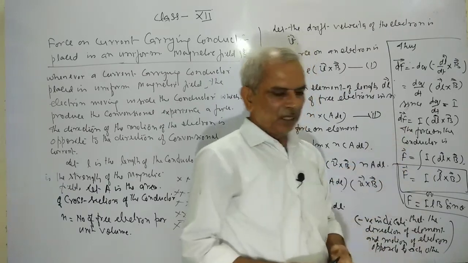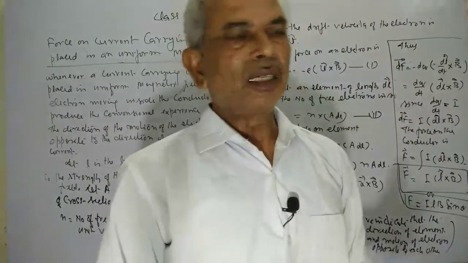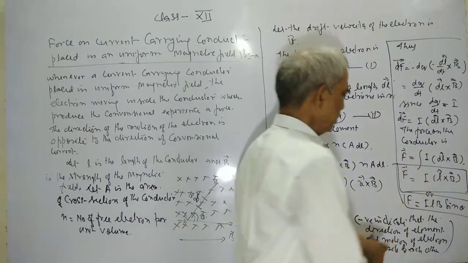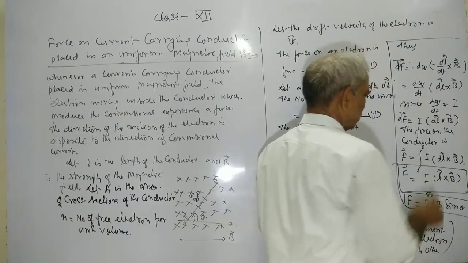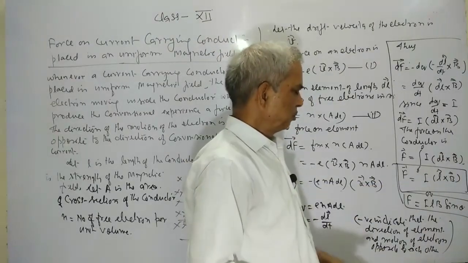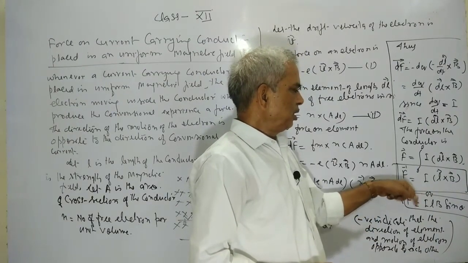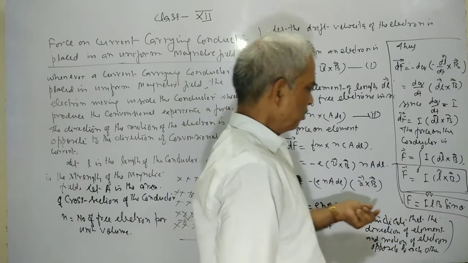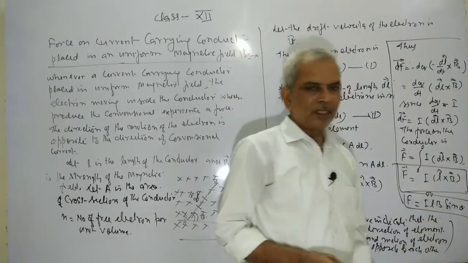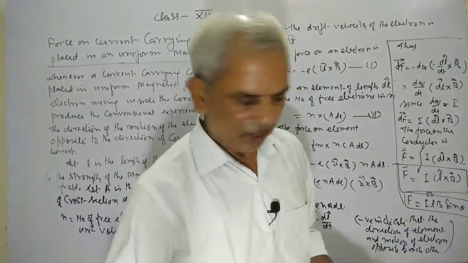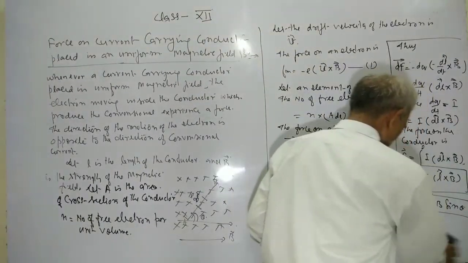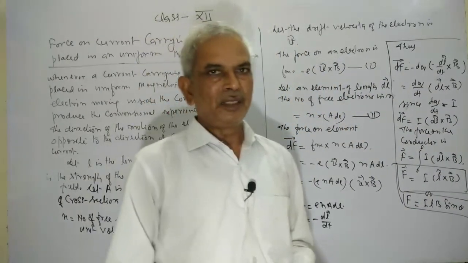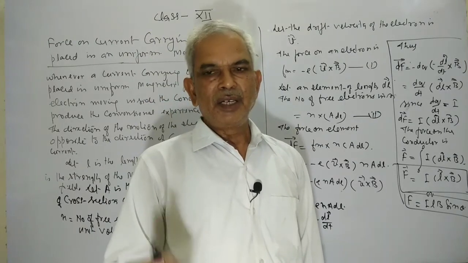If we integrate it, then the force on the whole conductor can be determined. Taking the length from 0 to L, F is equal to I L cross B, or in scalar form I L B sin theta, where theta should be different from 0 and 180 degrees.